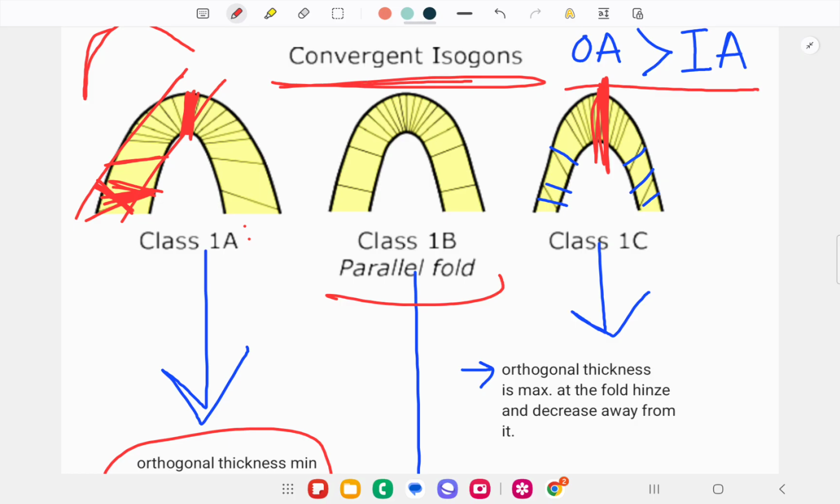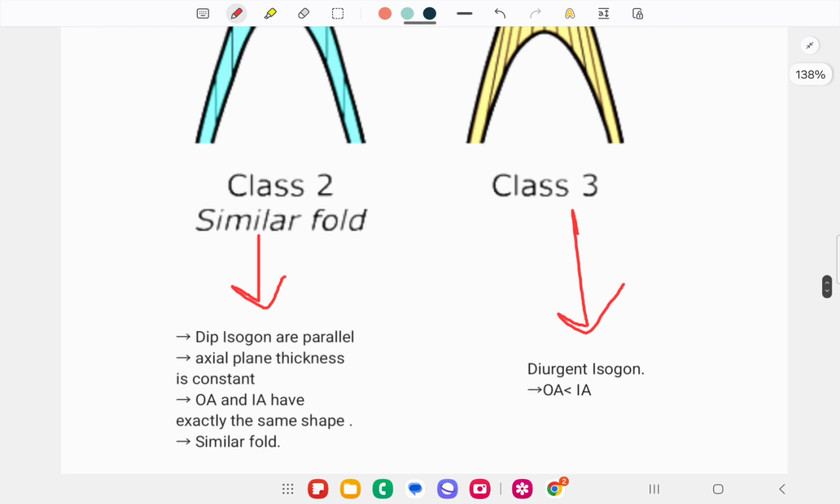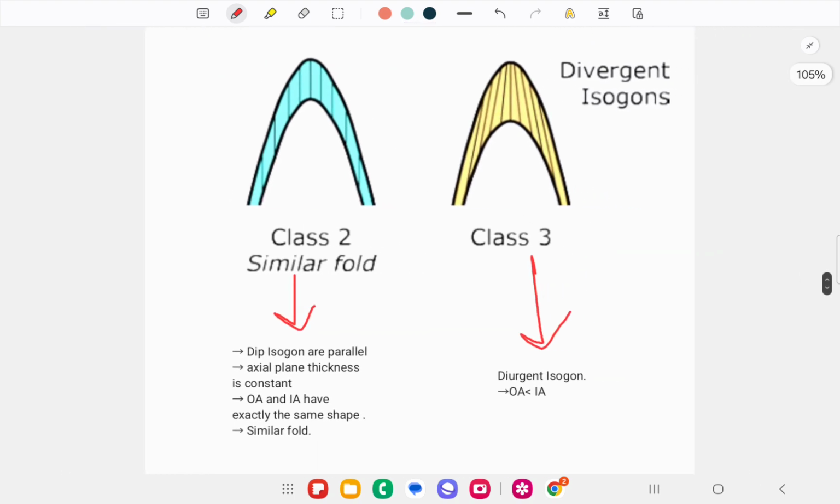So it is thickest in the hinge area, and it keeps decreasing away from the hinge area. Now, when we go to class 2 and class 3 folds, the main thing to know is that a class 2 fold is called a similar fold. In exams, even the JAM and IIT JAM exams, they will give options of class 1, 2, 3 folds and ask you to find which one is the similar fold. So here we have to know a few points.